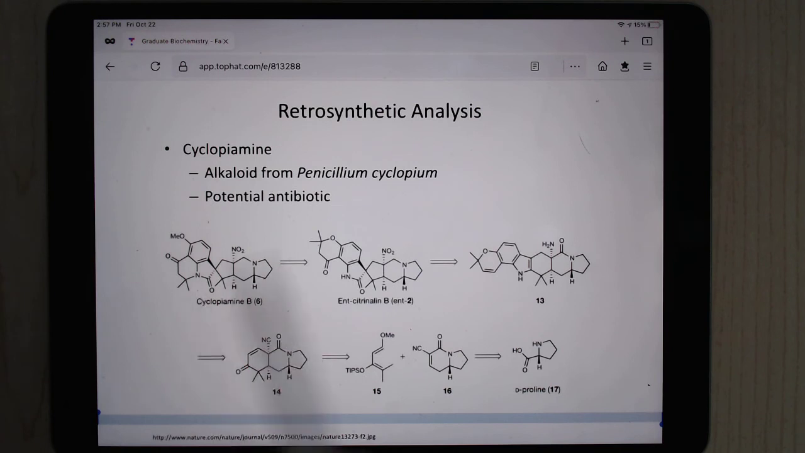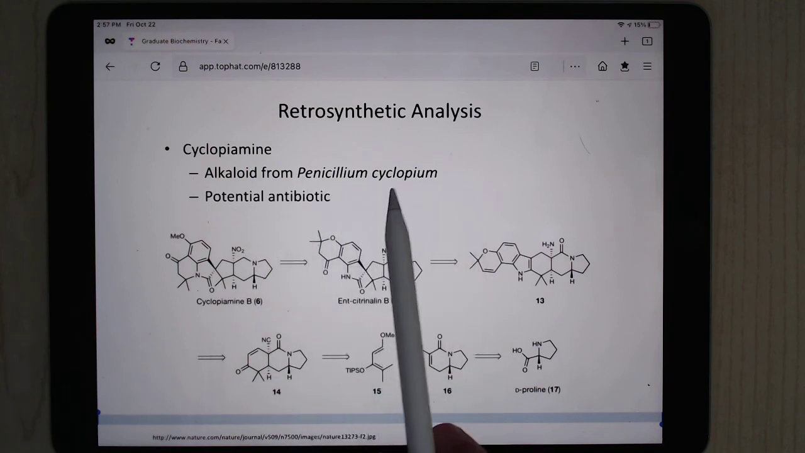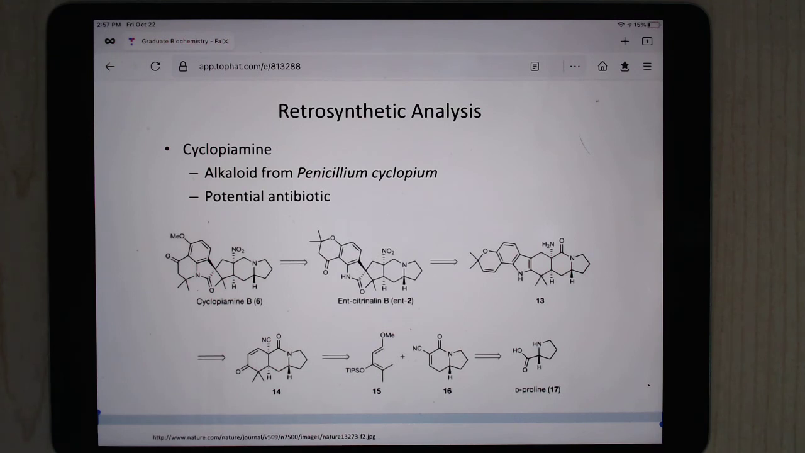Now this is incredibly powerful, okay? And so this is cyclopamine, okay? It's an alkaloid from this penicillium, and it's a potential antibiotic. So when you're doing natural products, you isolate compounds actually from a lot of plant material, and at NCCU we have a professor that does that. And so these can have interesting medicinal properties.